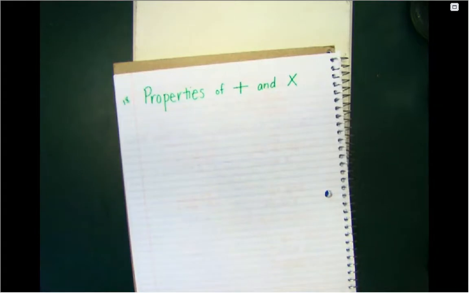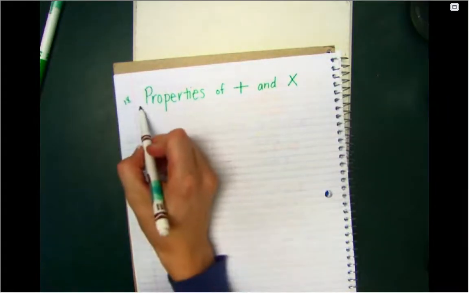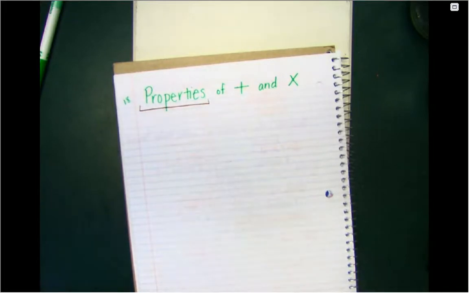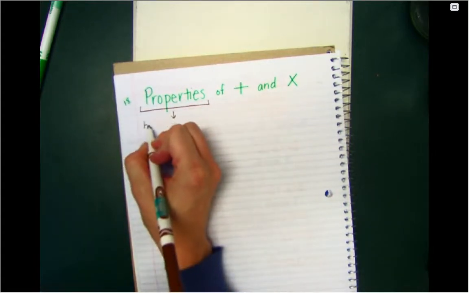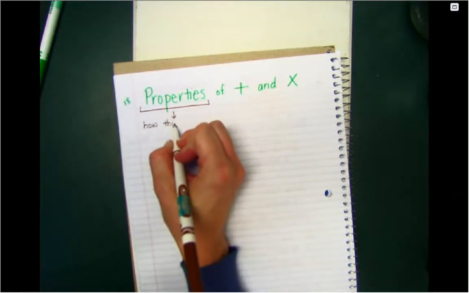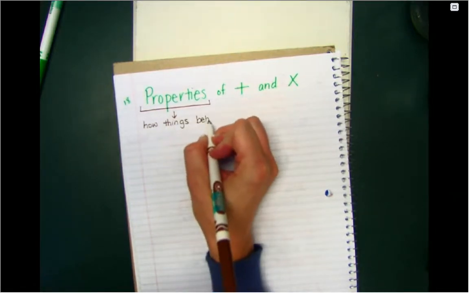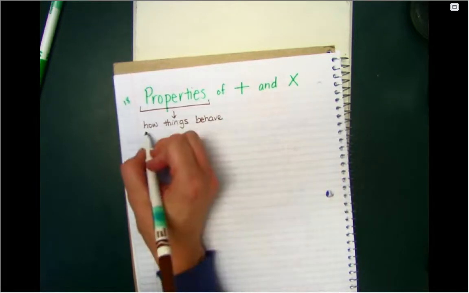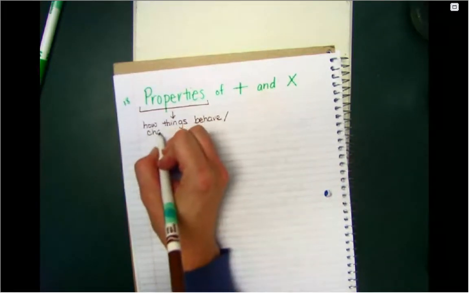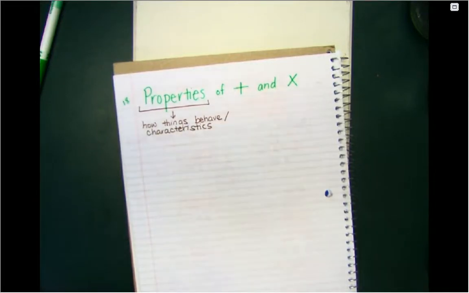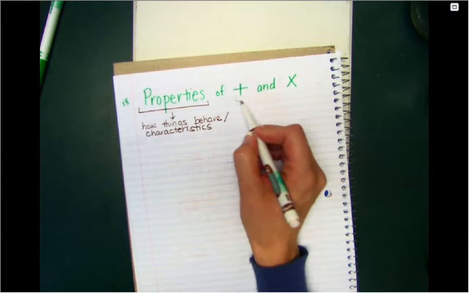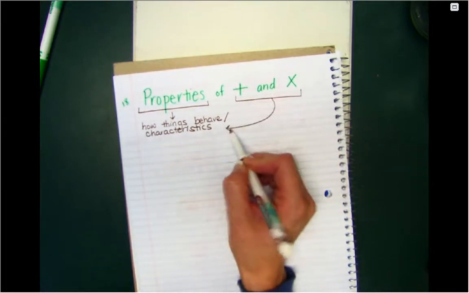Now, when we say properties, sometimes we're using the word to mean something you own, like it's my property. But sometimes we're using the word to describe how things behave or characteristics they have. Like we're going to talk about in science, the properties of a substance, meaning how those things act, what they are like. So when we talk about properties of addition and multiplication, we're talking about how addition and multiplication behave.